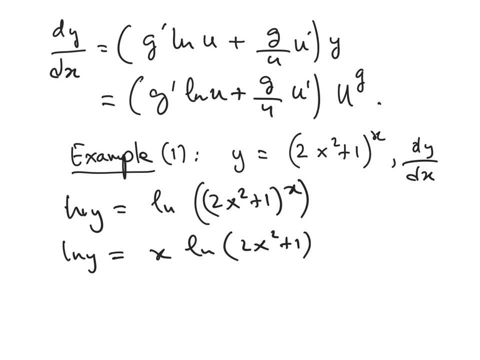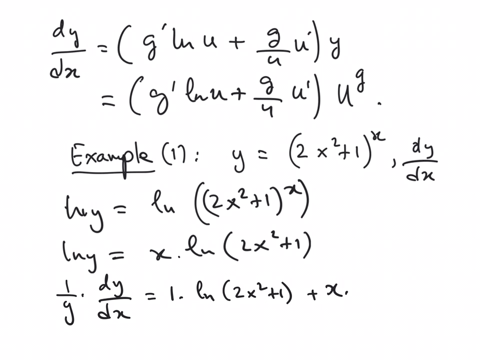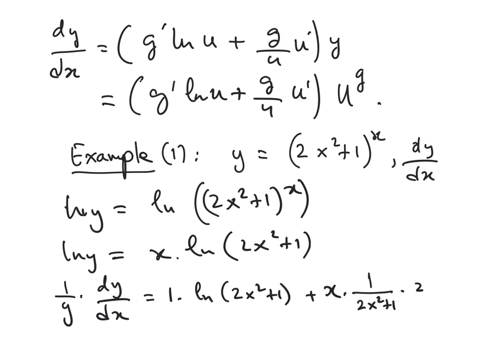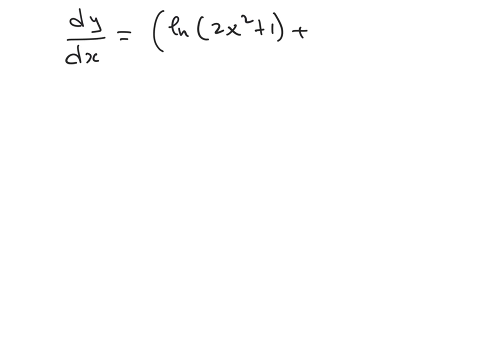So the left side, by the chain rule, gives 1 over y dy over dx. The right side is a product of 2 functions, so 1 times ln(2x² + 1) plus x. The derivative of ln(2x² + 1) is 1 over (2x² + 1) multiplied by 4x. We now multiply both sides by y to obtain the derivative of y with respect to x, which is equal to, and we also simplify, (2x² + 1) plus 4x² over (2x² + 1), multiplied by y, which is (2x² + 1) to the power x.